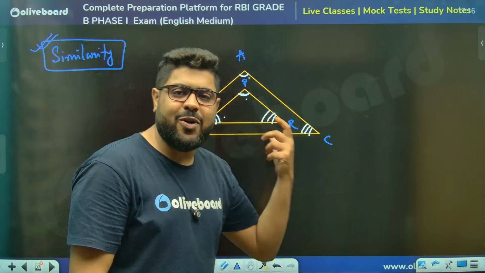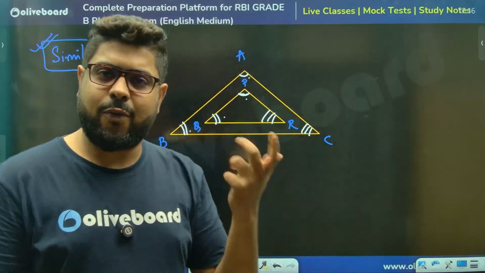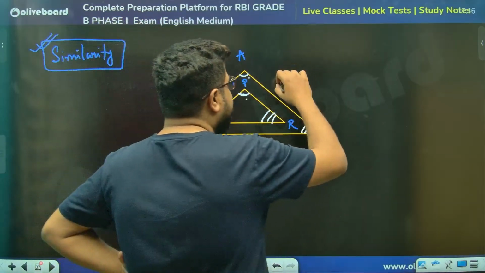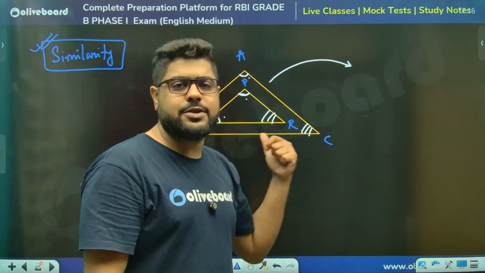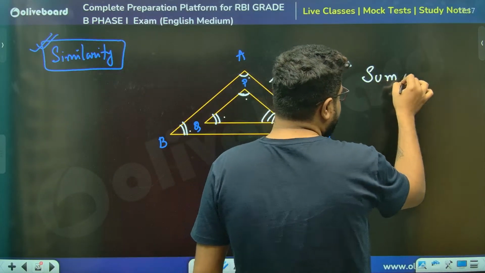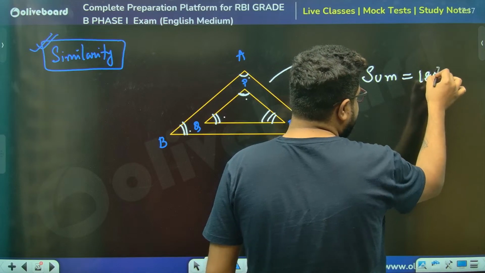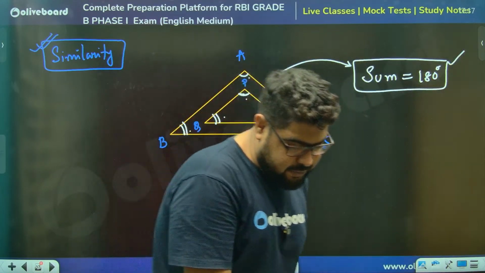third angle must always be same. You don't need to prove that, or even think about that. Why? Because irrespective of the size of the triangle, be it a bigger triangle, be it a smaller triangle, sum of all three angles is always 180 degree. That much we all know.